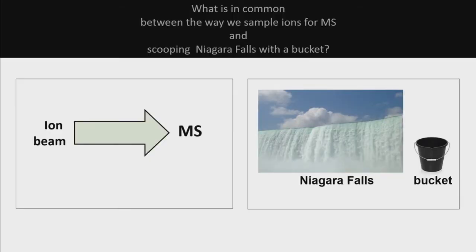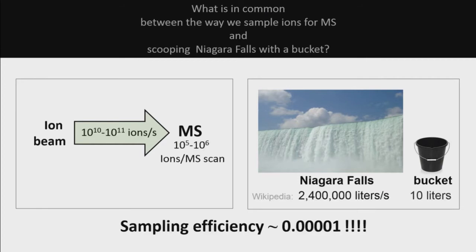I would like to start with a simple question. What is in common between the way we sample ions for MS and scooping Niagara Falls with a bucket? One simple answer is both activities are equally inefficient. For example, typical ion currents that come from modern ion sources can go way beyond 10^10, 10^11 ions per second. And yet we take only a small portion of these ions for mass spectrometry for a variety of reasons.